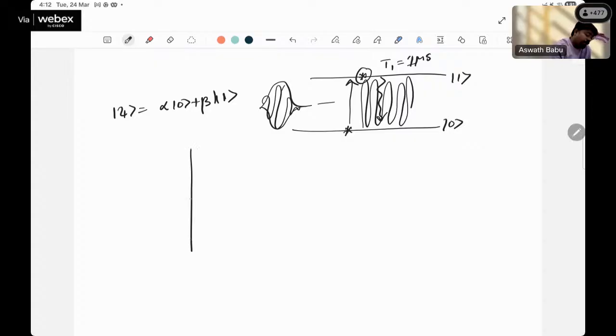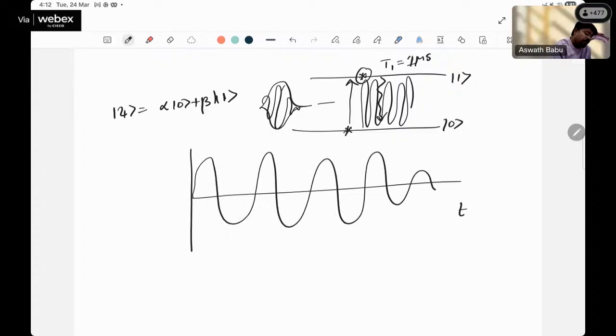If I draw the time versus the oscillations of ground and excited, what I see is oscillations existing, and after some time they decay. So I will have some lifetime for the oscillation to exist, and that is T2. T1 is the excited state lifetime for a given qubit, and T2 is the lifetime of the oscillations.